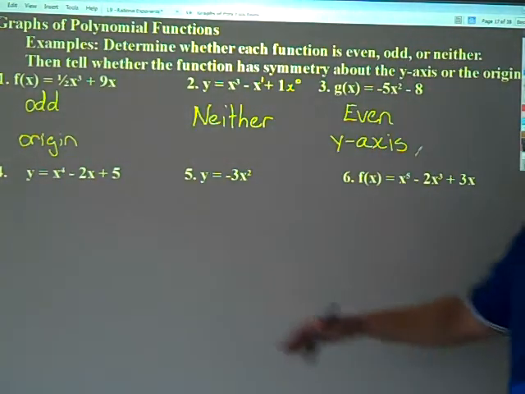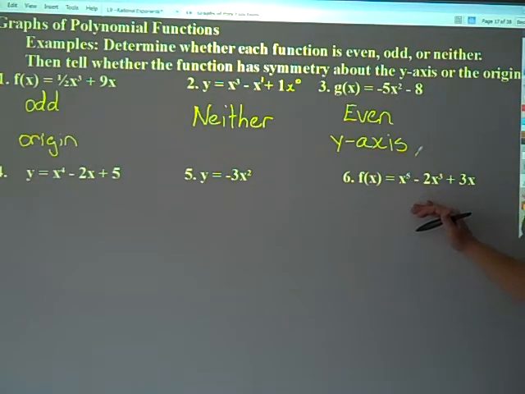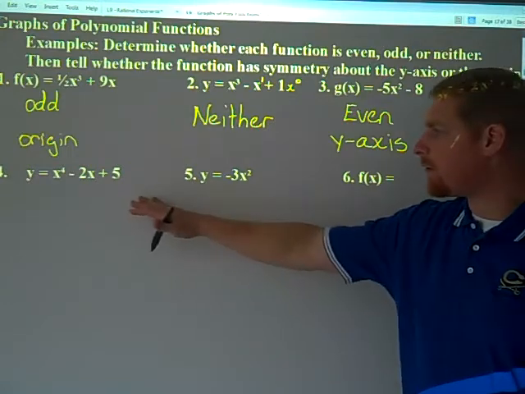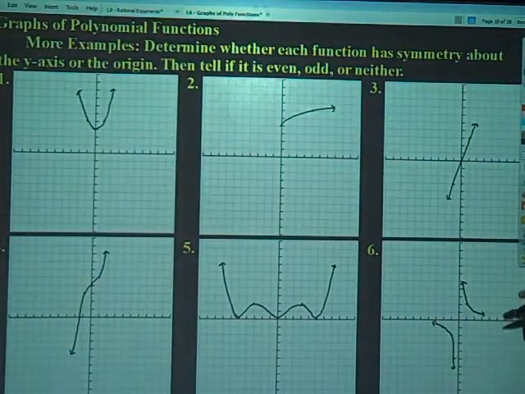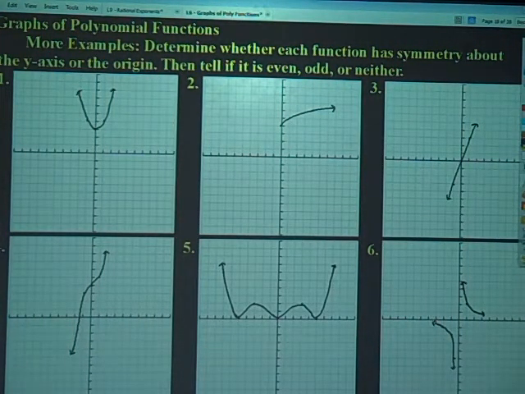All right, the same follows for numbers 4, 5, and 6. You may look at those and work on those yourselves. We're going to move on and look at some graphs. Determine whether each function has symmetry about the y-axis or the origin. Tell if it is even or odd.